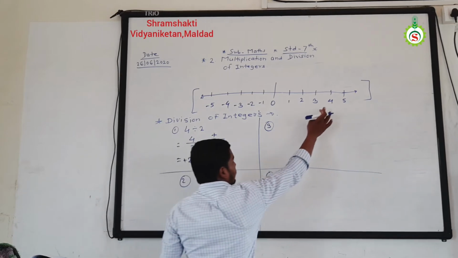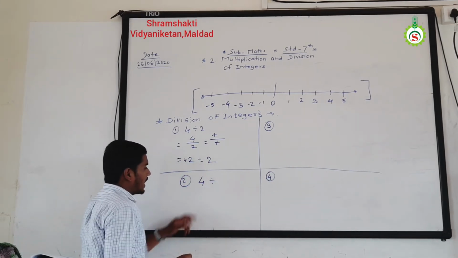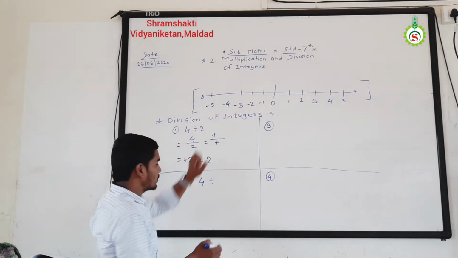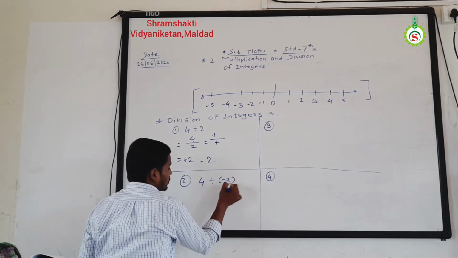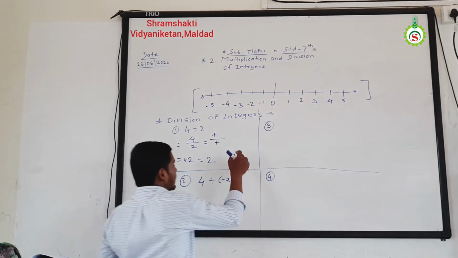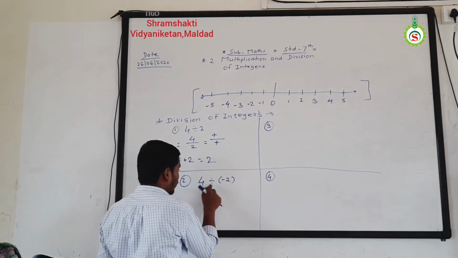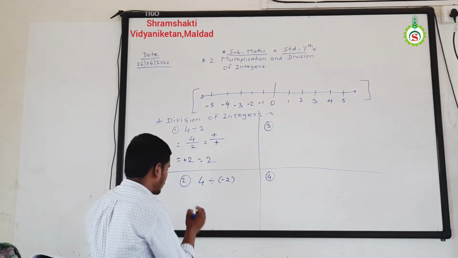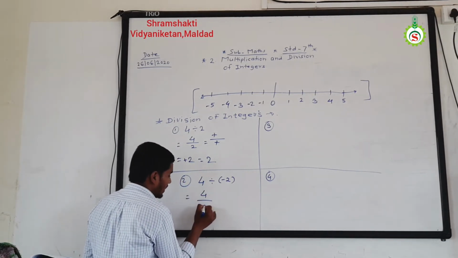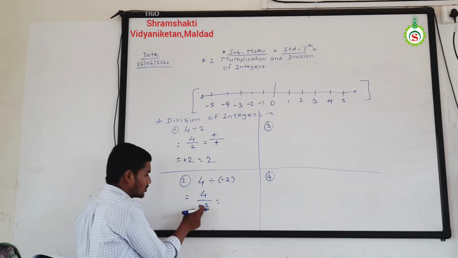Now, second example I will take. Suppose I take one number from the positive sign and another number from the negative sign. Again I will take minus 2. That is 4 divided by 2, but right now that 2 is from the negative side. That means 4 divided by minus 2. Now I can arrange that like that: 4 divided by minus 2.